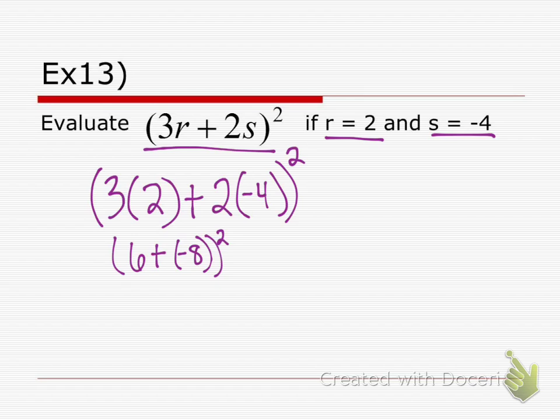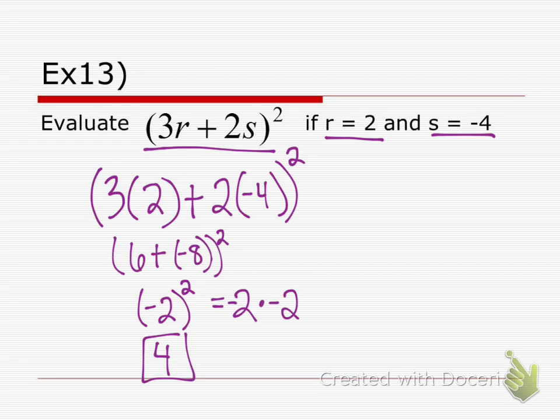All right, we still have not fully simplified inside of our parentheses. Okay, 6 plus negative 8 is negative 2. And negative 2 squared is positive or negative? Positive. This would be negative times a negative. So our answer comes out to be positive.